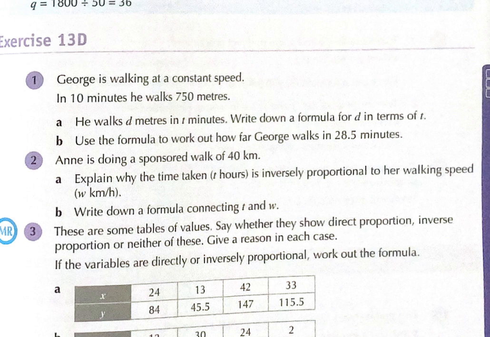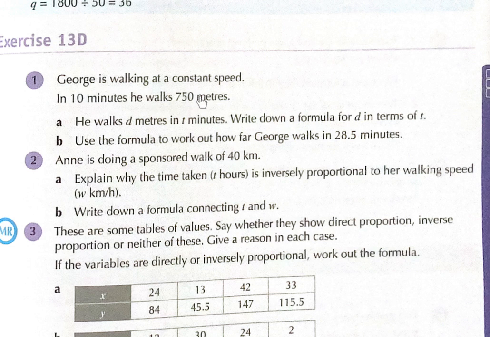Question number 1. George is walking at a constant speed. In 10 minutes, he walks 750 meters. He walks d meters in t minutes. Write down a formula for d in terms of t. Is this direct or inverse? Move with constant speed. Direct, because if you increase the time, the distance increases by the same ratio. So they increase together by the same ratio. If you move with constant speed, this is direct proportion.